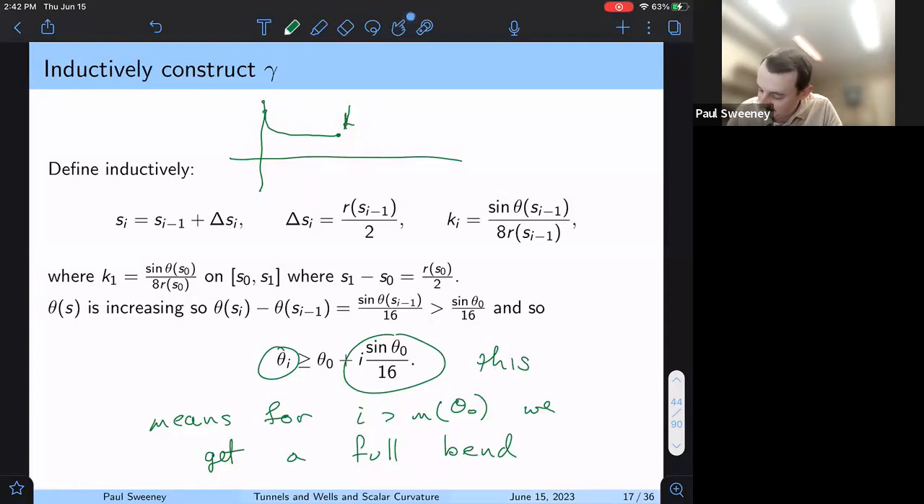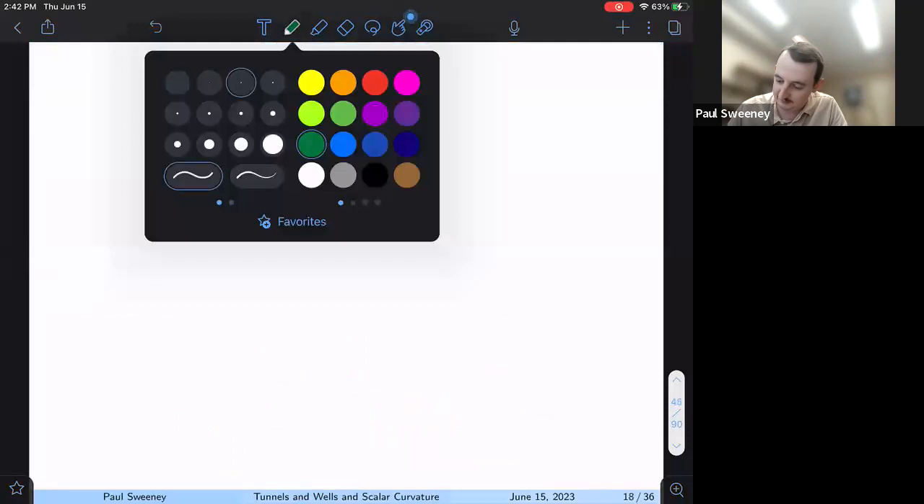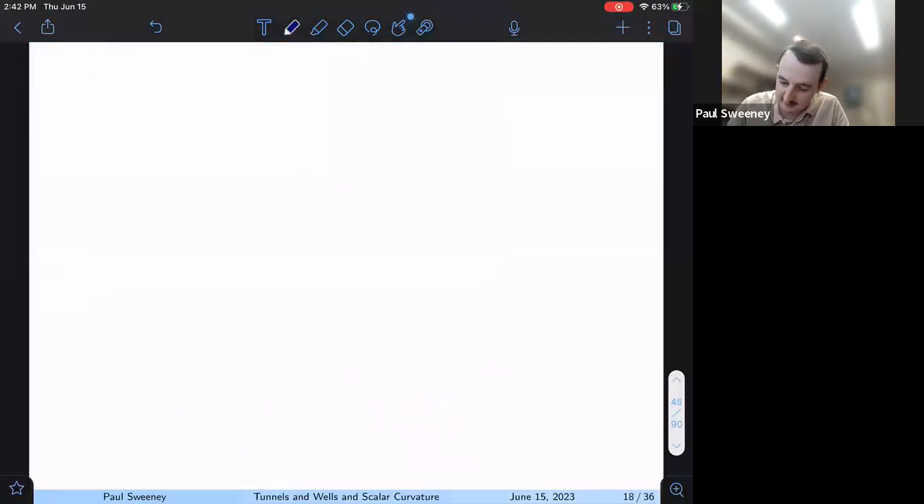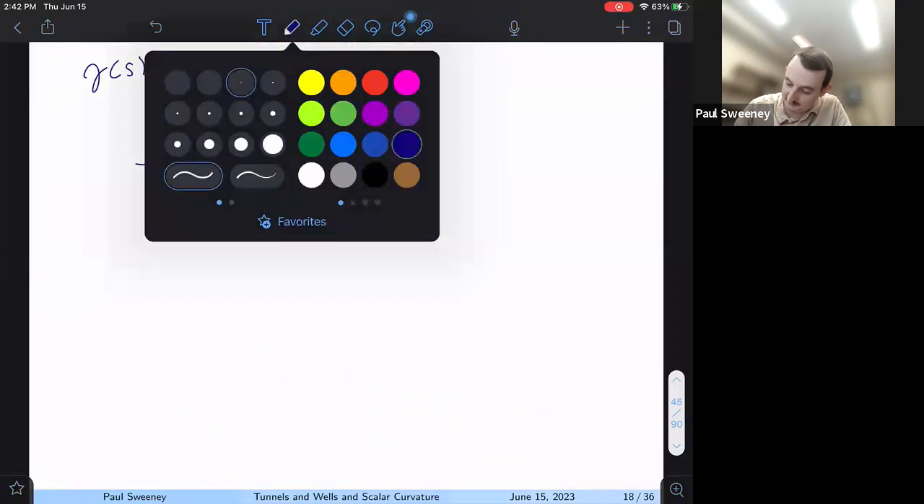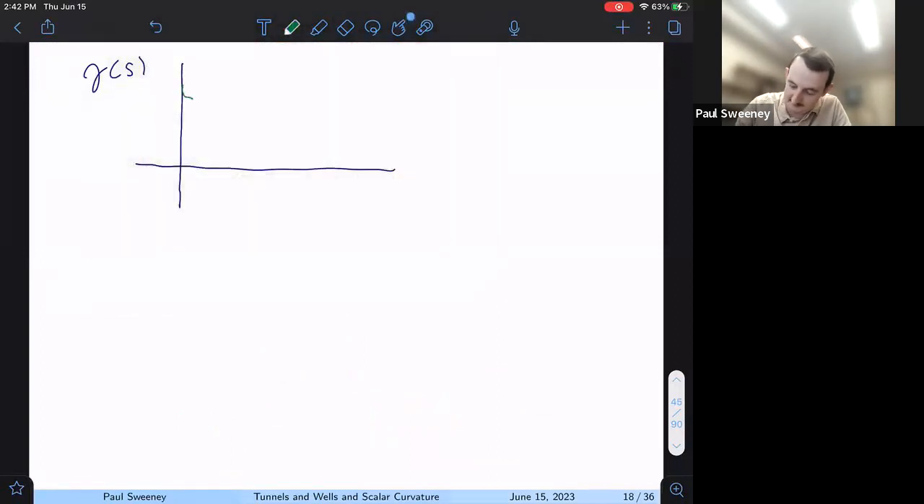Right. So now let's draw the picture of everything we have so far. Let's draw this gamma of S, defined inductively. We have the initial bend, and then we have a few more. These are all piecewise circular arcs, and then we're done here. We stop at some point, once we get our full bend.